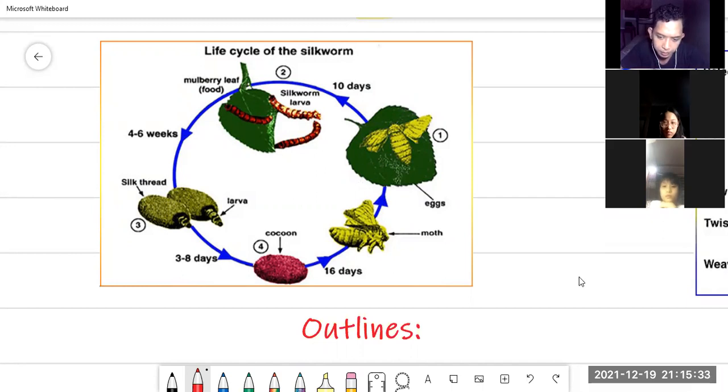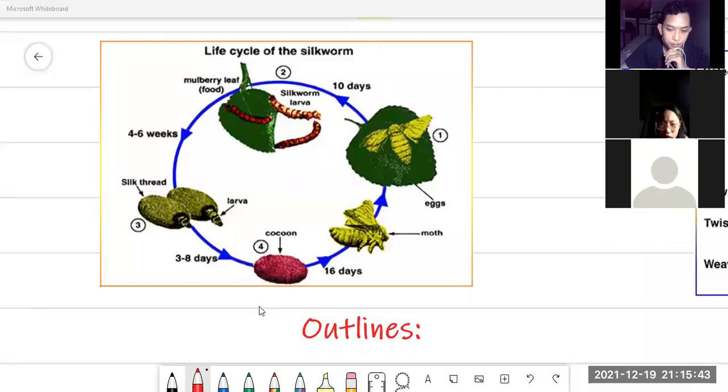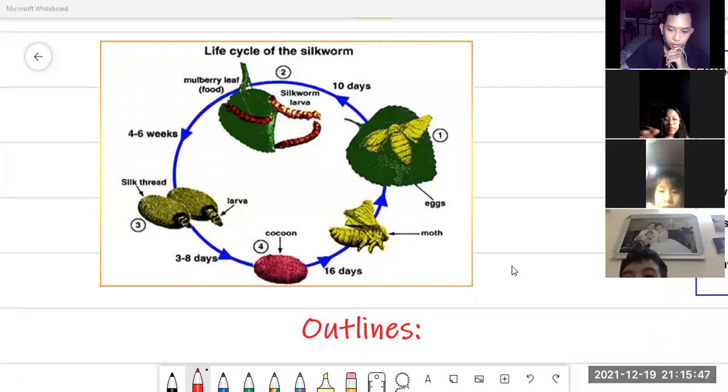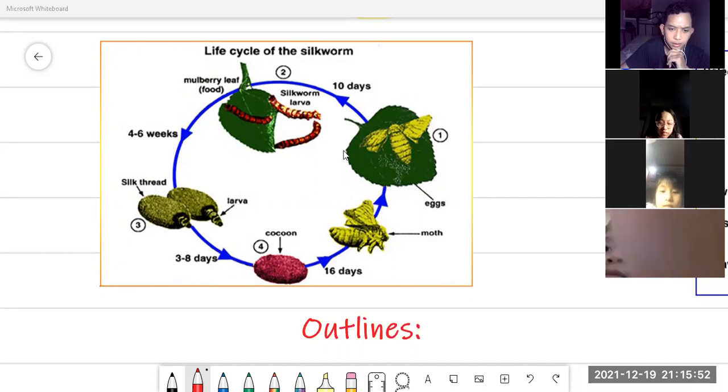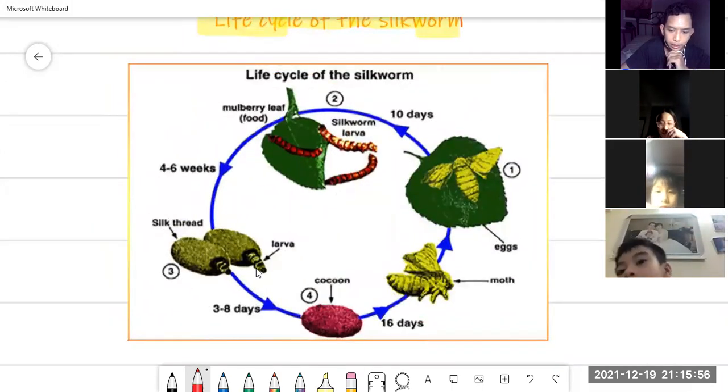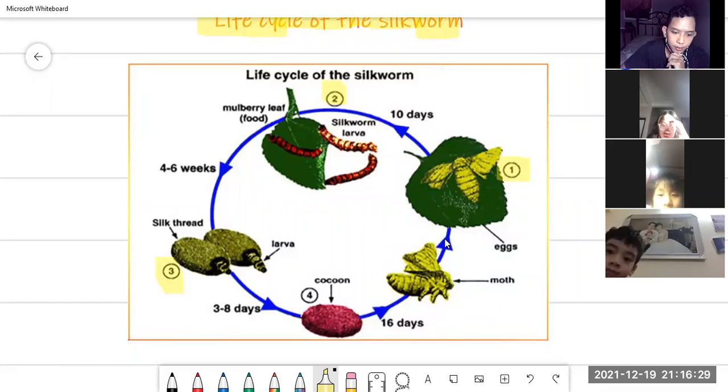Can you hear me? No, I can't. Can you see the picture? Yes, I can. What about Thúy, can you see the picture? Yes. And Sok? Yes. Okay, let's look at the picture, from picture 1, 2, 3, 4. How many steps are in here? 1, 2, 3, 4, 5, or how many? 4 stages. Okay, there are 4 stages or steps.